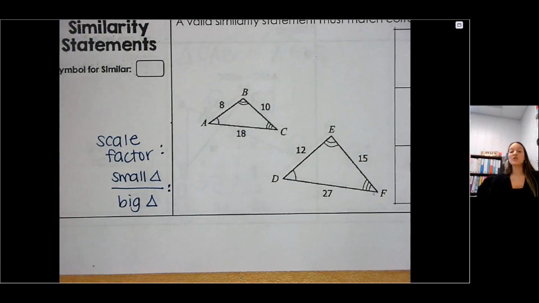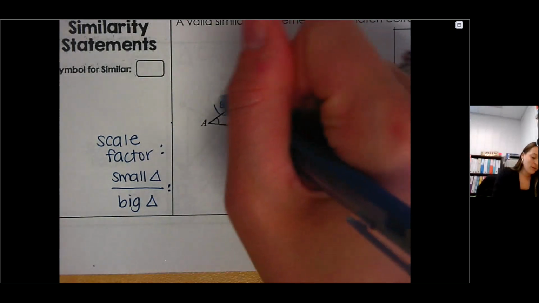Small triangle divided by the big. You could also go big divided by small. It doesn't really matter as long as you keep the pattern the same for them all. So here's what I'm going to do. I'm going to pick one of the side lengths of the small triangle. Okay, so let's start with 8.